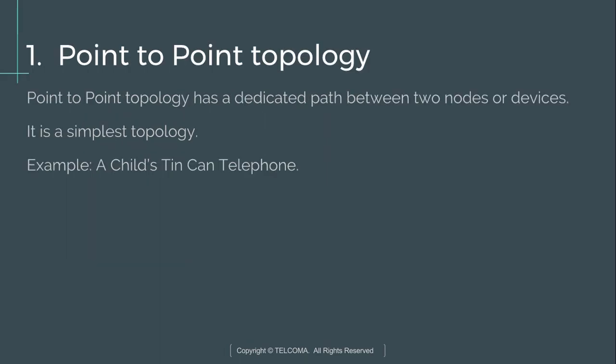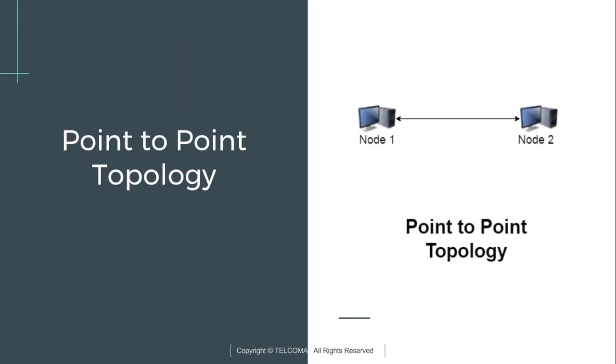The first topology is point-to-point topology. Point-to-point topology has a dedicated path between two nodes or devices. So it is the simplest topology, for example, a child's tin can telephone. This is the diagram of point-to-point topology, where two devices are connected through a dedicated link.